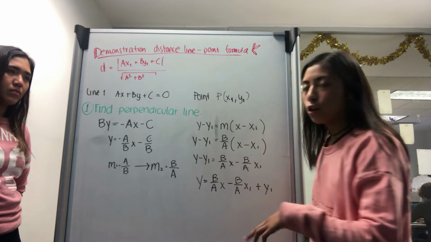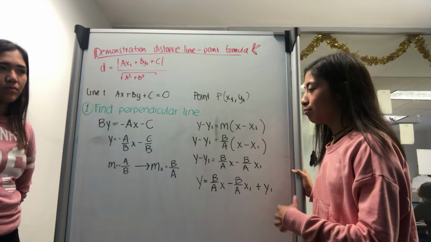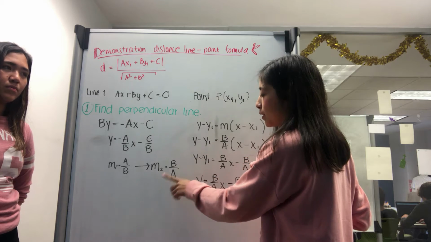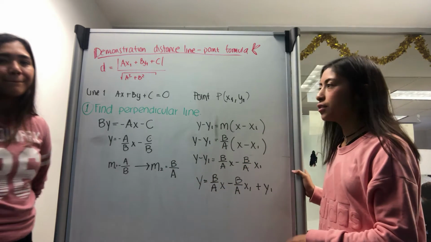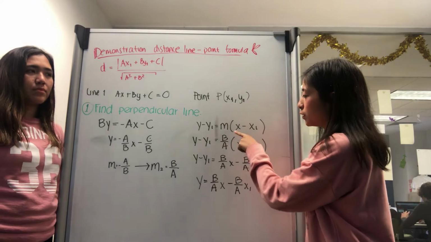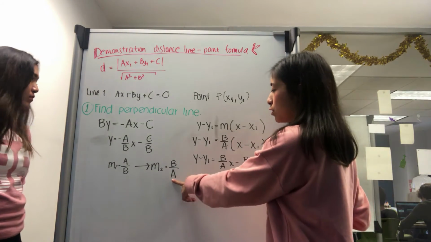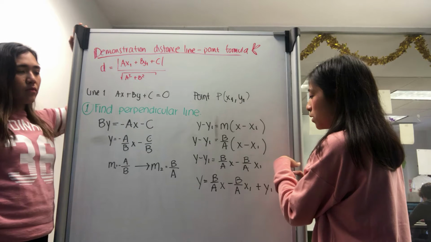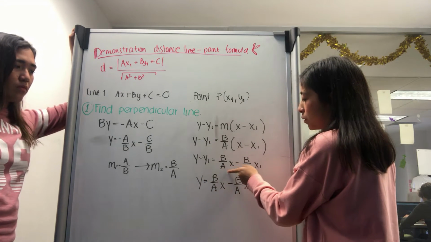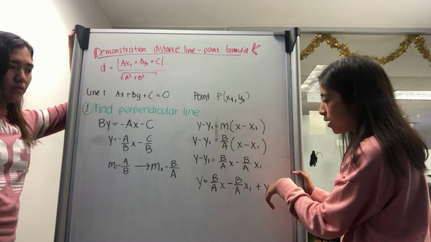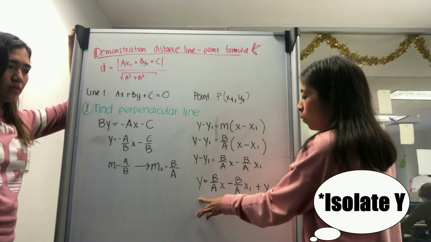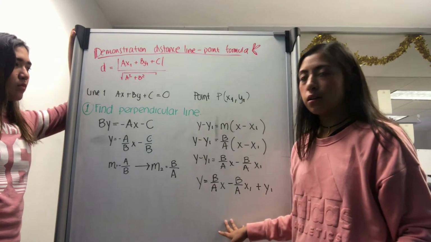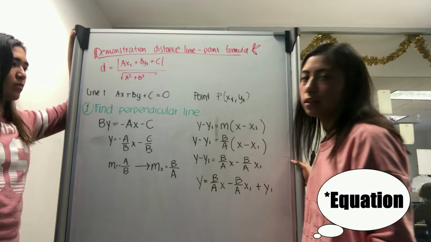And since the slope of the perpendicular line is the negative reciprocal, we get that the slope of the perpendicular line is b over a. After that, to get the equation, we use the point-slope formula. Since we know our slope, we just substitute it, so we get y minus y1 equals b over a times x minus x1. We solve and we get y minus y1 equals b over a x minus b over a x1. And then we isolate y and we get y equals b over a x minus b over a x1 plus y1. And this is the formula for our perpendicular line.